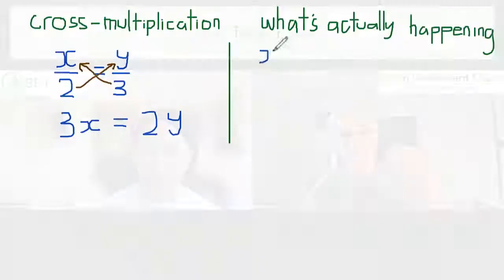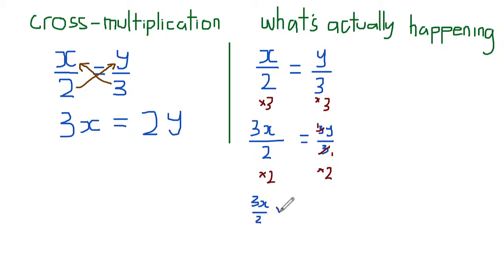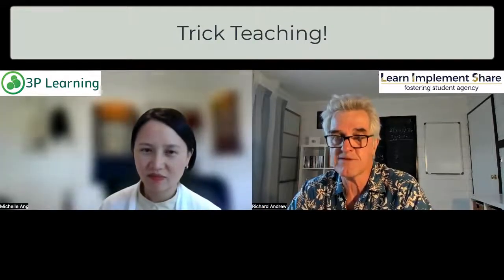What you're doing is you're multiplying both fractions by one denominator and then multiplying both by the other denominator. So it's a two-step process. As long as kids understand what is really going on, then they can do cross multiplication. I taught cross multiplication for years, not realizing that it wasn't really mathematical.